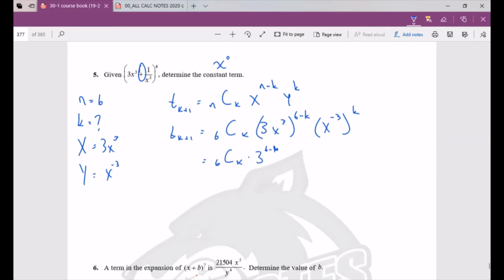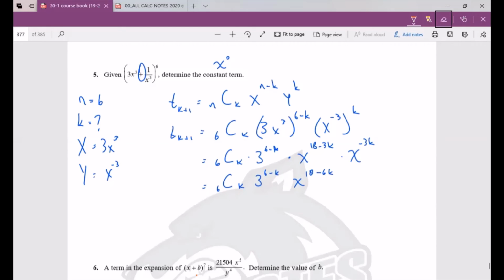But our variable part, so there's all of our numbers. Our variable part ends up being x cubed to the 6 minus k. So this is x to the 18 minus 3k times x to the negative 3k. And we can simplify those and multiply them together. So 6ck, 3 to the 6 minus k still. And then our variable part is 18, adding these because we're multiplying these powers together. So 18 minus 6k.